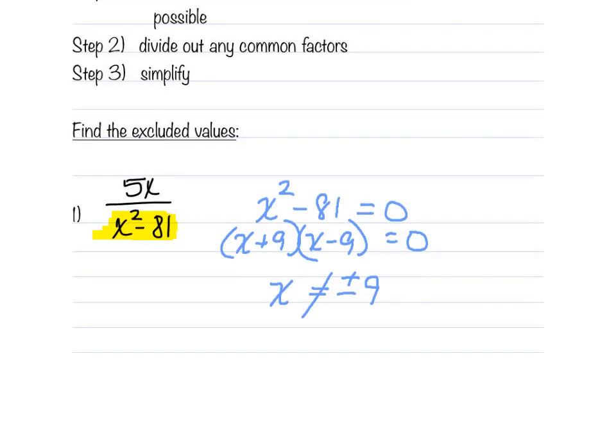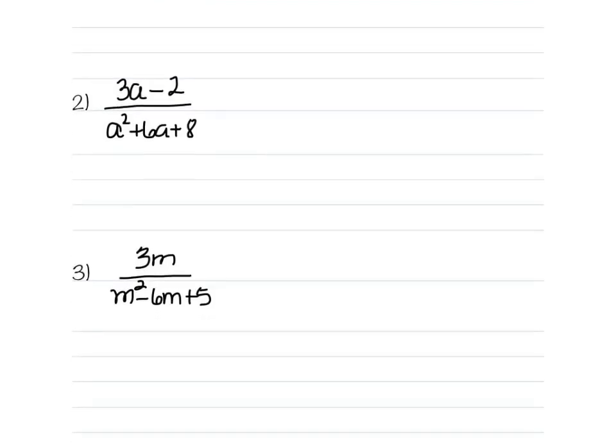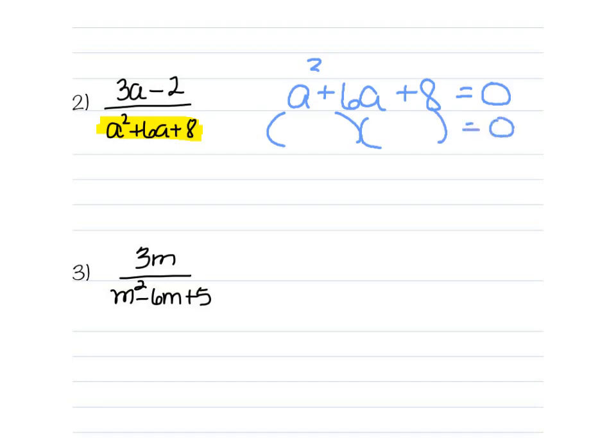Okay, let's move on. Number 2. 3a minus 2 over a squared plus 6a plus 8. So here again, we want to find the excluded value for a, and that means that we're going to find what makes my denominator equal to 0. So let's write the equation. a squared plus 6a plus 8 equals 0. Let's solve. We'll have to factor this trinomial.